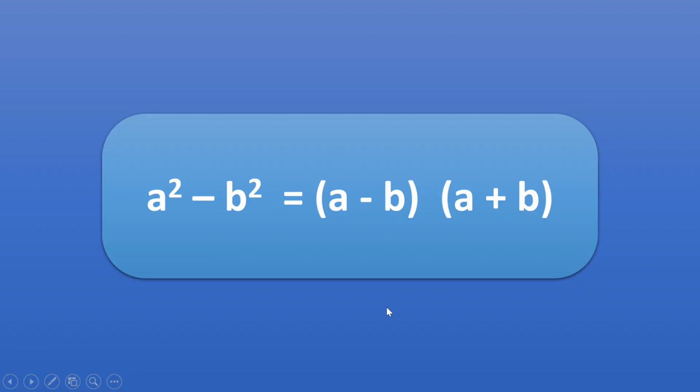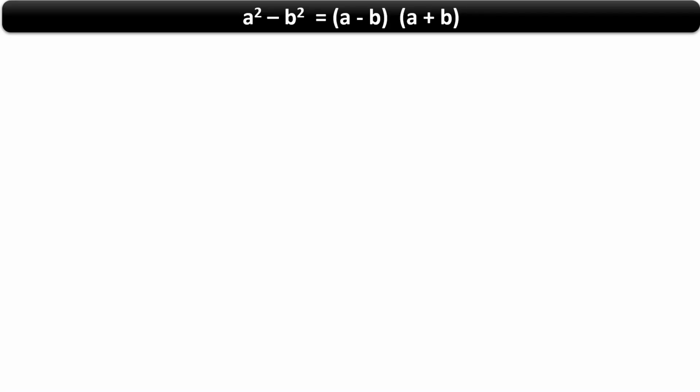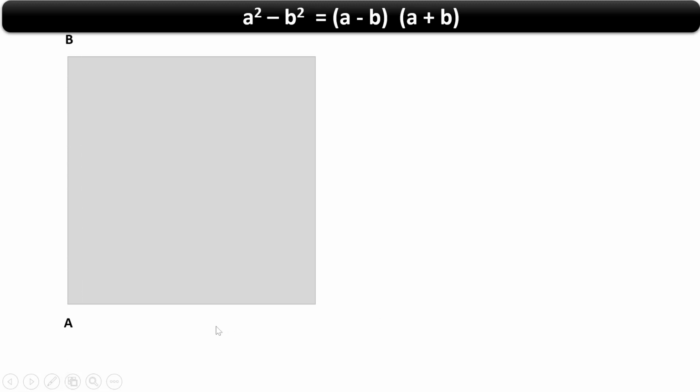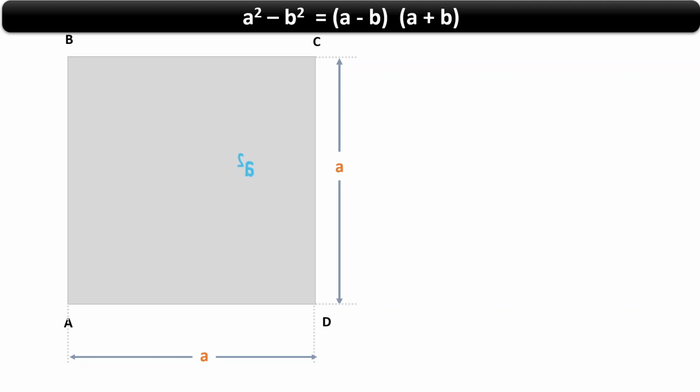Let us go to the second formula. a square minus b square is equal to (a minus b) into (a plus b). Let us start. Now let's take the first one, a square. Let's draw a square of side a. ABCD is a square and the side is a. So what is the area of square ABCD? Now the sides are a, a into a, a square. So the area of this entire square is a square.